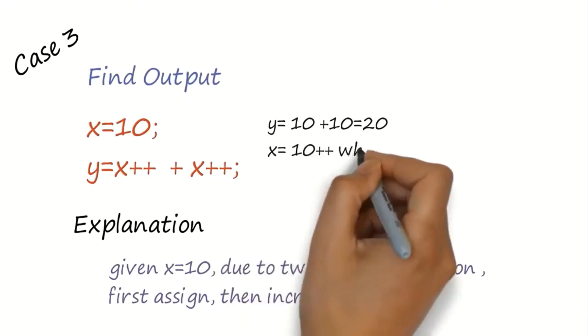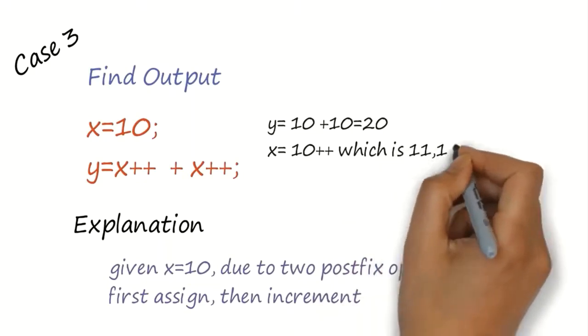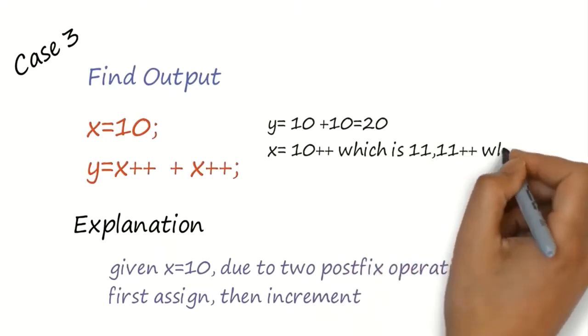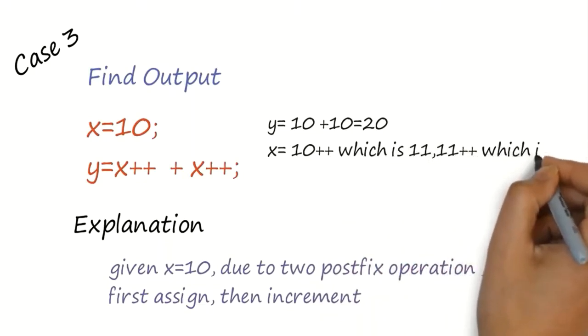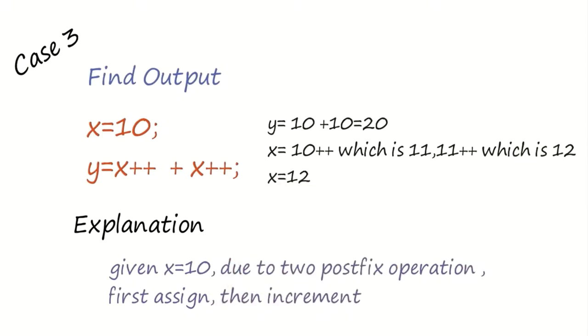However, if you are asked to print the value of x after the execution, the first x plus plus means 10 is assigned to x and incremented by 1, that is 11, and then the second x plus plus will start from x equal to 11 plus 1, that is 12. So the final value of x is 12.